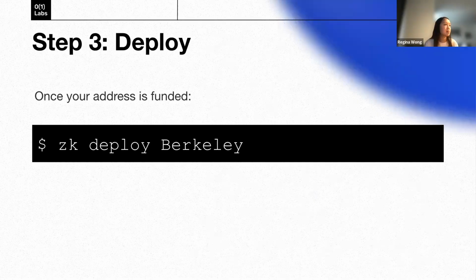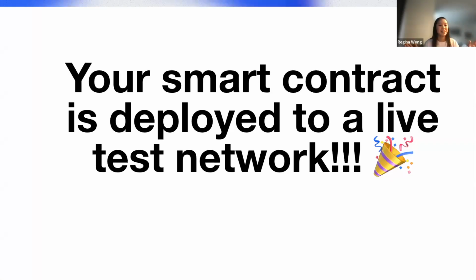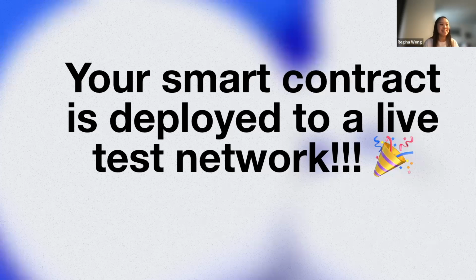So after a few minutes, you can deploy pretty simply using your CLI, zk deploy berkeley. And at this point, your smart contract is deployed to a live network. Yay! I'm sorry, I can't show this in real time. That'll be really satisfying, but let me know if anyone here has gotten to this point.